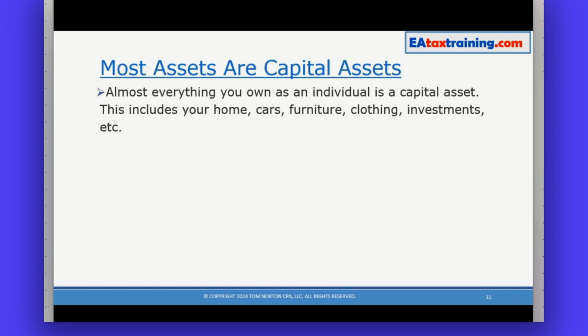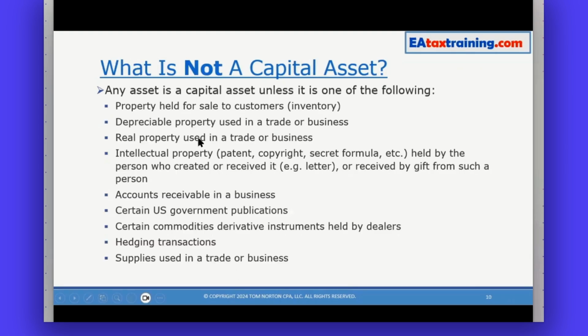The other thing to notice about this list is it's not so much about the type of asset in most of these cases. It is how that asset is used. So think about, for instance, real property. Your house, if you own a house, that is real property. But if you own it as an individual and that's where you live, it's a capital asset. But if you take that same house and you use it in a trade or business, well, all of a sudden it's on this list and it's not a capital asset.